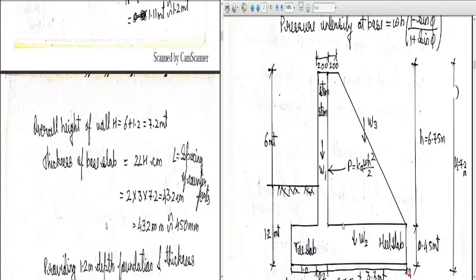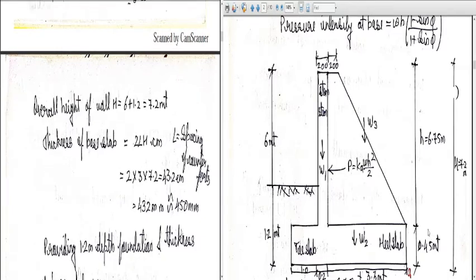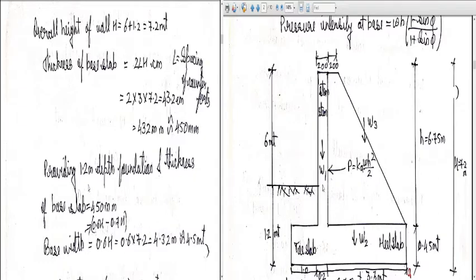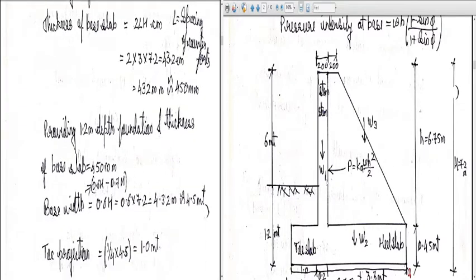Then the thickness of the base slab is given by 2L into H, where substituting L, the spacing of counterfort, and the total height 7.2 will give us the value in terms of centimeter. So we rounded it off to 450 mm thickness of the base slab. Then, providing a 1.2 meter depth foundation and base slab thickness of 450 mm, we also compute the base width. So how much should be the width? I took it at the shorter side, that is 0.6 H, as we know the range is between 0.6 H to 0.7 H. So the base width 0.6 H is working out to be 4.5 meter.